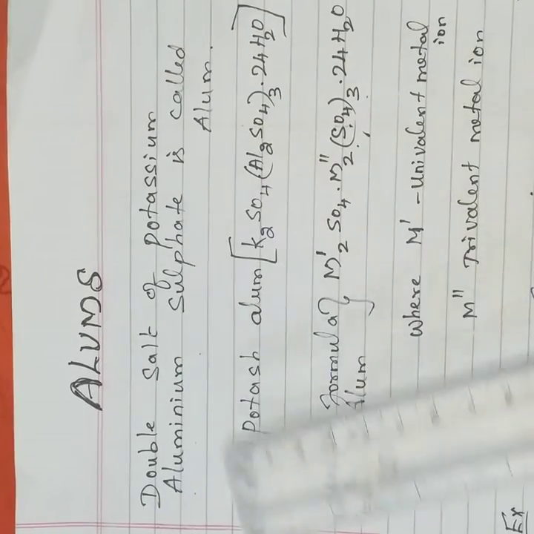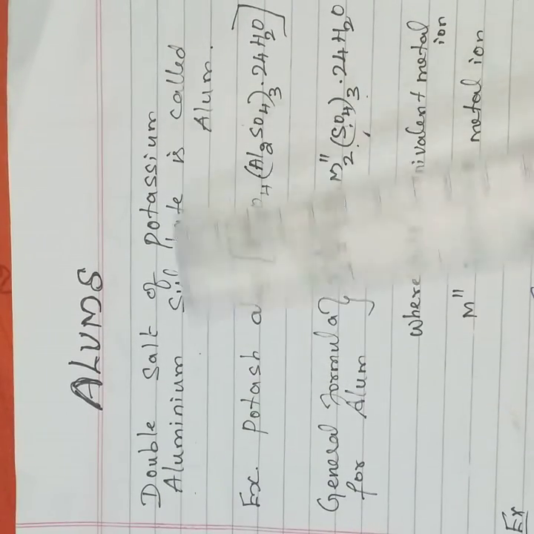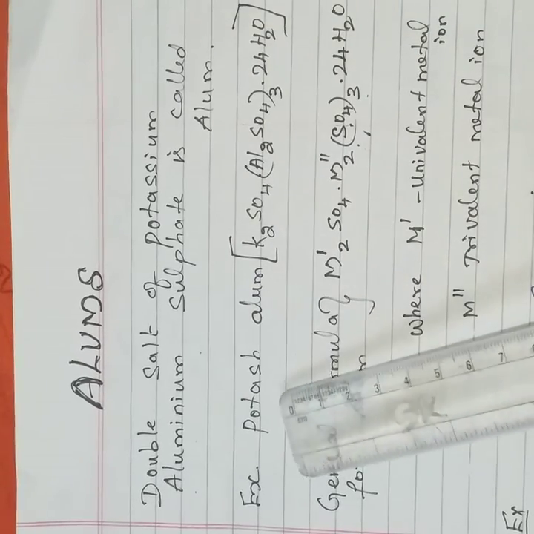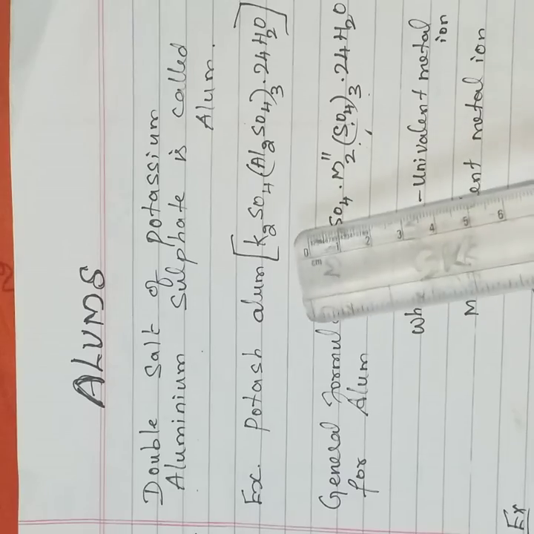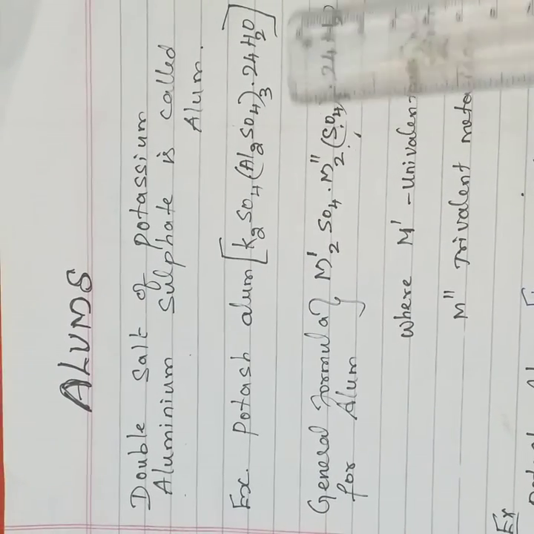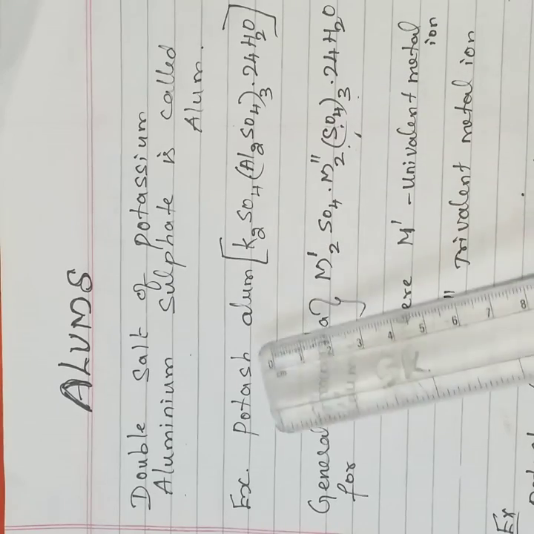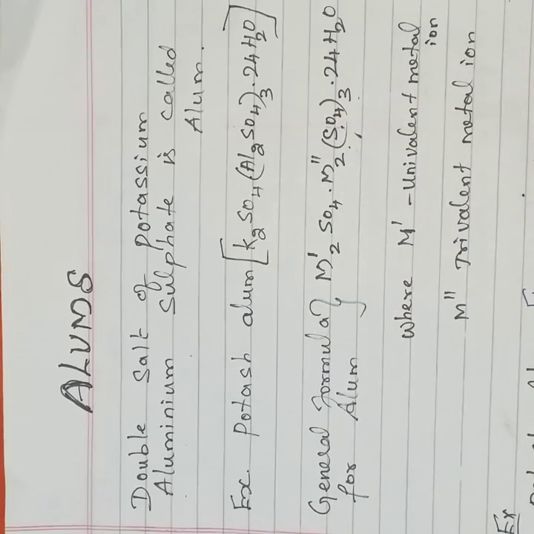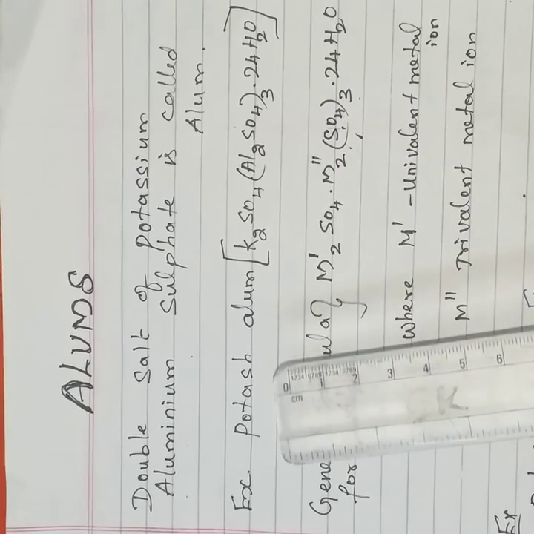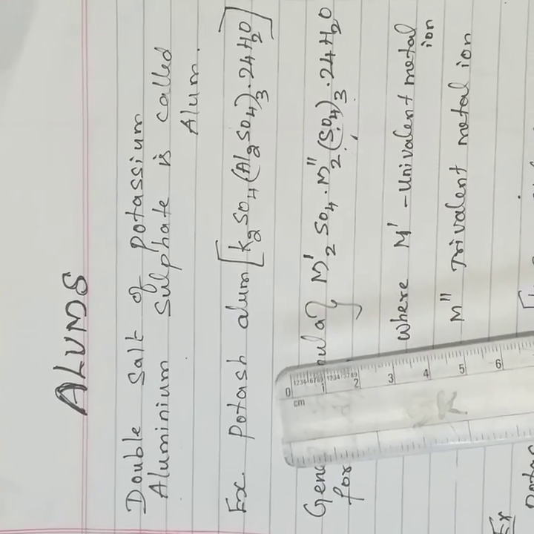So what is alum? A double salt of potassium aluminium sulfate is called alum. The best example is potash alum. Its formula is K2SO4.Al2(SO4)3.24H2O. This is the molecular formula for potash alum. So what is the general formula for alum? Not only potash alum, there are many types: potash alum, sodium alum, ammonium alum, etc.